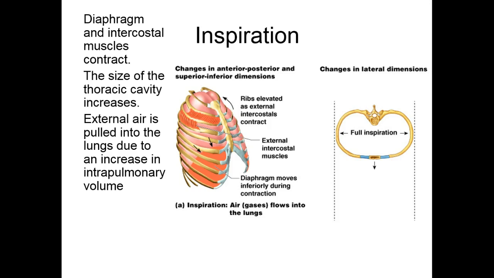The only thing we've added is refreshing our memory about what muscles are used here. The diaphragm contracts, the intercostal muscles contract. That lifts that rib cage, opens it up. More volume inside the thoracic cavity, and so air is going to be pulled in.